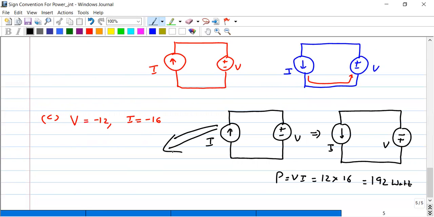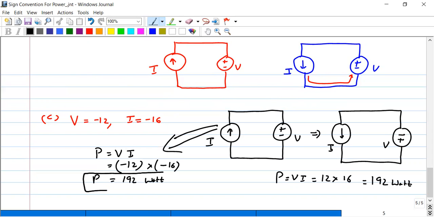I will not change the direction of current. That is also fine. So what you do, you know that power is V into I. Now you see in the original circuit, current is entering the positive, so power is positive for me. But what is the value of V given to you? Minus 12. What is the value of I given to you? Minus 16. So minus minus will become plus and you will get 192 watts. With the original circuit also you are getting the same answer and power is being consumed by the source.